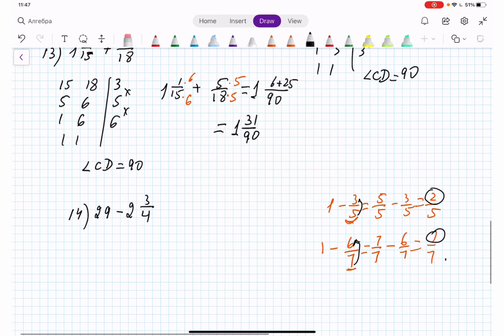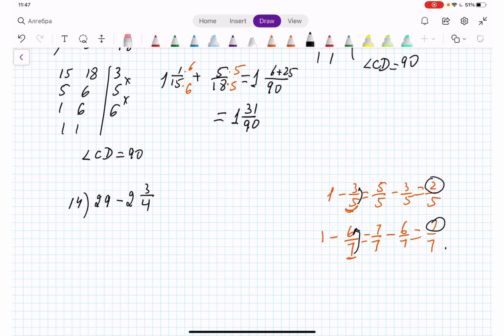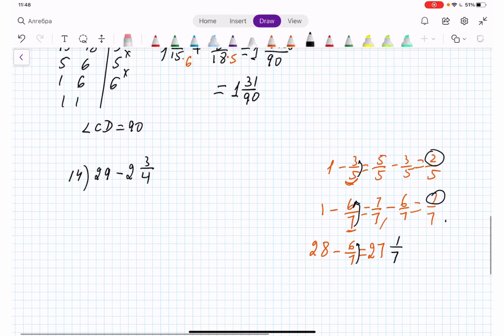Okay? Now, what if you have not 1, but you have 27? What in this case? 28 minus 6 over 7, right? So we reserve 1 for subtraction. So instead of 28, we get 27, right? And we do 7 minus 6 again. And we are getting 1 over 7.